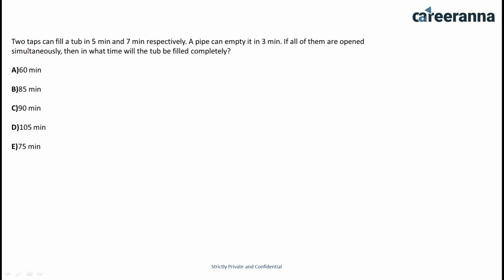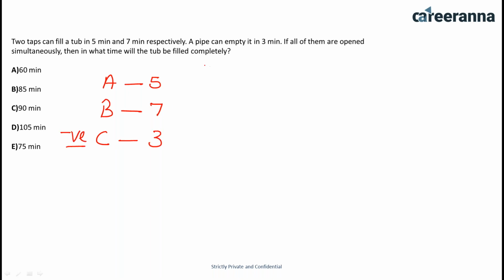Okay, let's discuss. Two taps can fill a tub in 5 minutes and 7 minutes respectively. A pipe can empty it in 3 minutes. That means suppose we are taking A, B, and C. Three pipes are working. A is working for 5 minutes, B can fill the tub in 7 minutes, and C is emptying that particular tub in 3 minutes. That means this is the negative work.